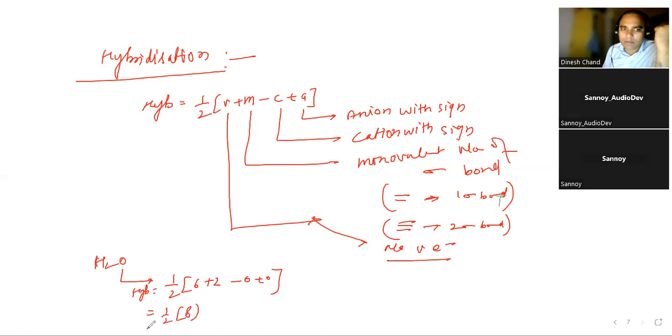This monovalent part I did not understand, sir. Mono means single bond. Monovalent means mono means one bond. Monovalent means single bond. 8. So two, how much will come? 4. 4 means it will be 1s and 3p, sp3.